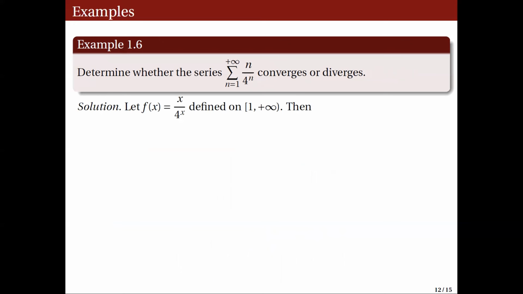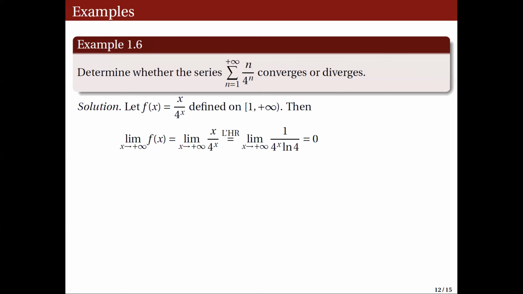So again, just like in the previous example, let's define f of x as x over 4 to the x on 1 to infinity. Then we try to find the limit of f of x as x goes to positive infinity. In this case, this is equal to the limit of x over 4 to the x as x grows large. And again, the numerator goes to positive infinity. The denominator also goes to positive infinity, whenever x grows sufficiently large. So in this case, we have to apply L'Hopital's rule.